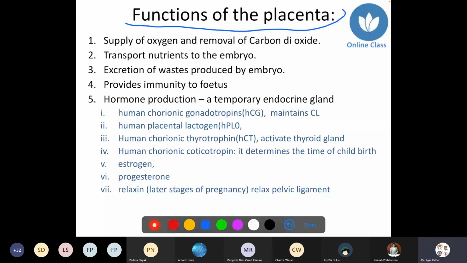You want me to show the previous slide? 2 minutes, just write down. See, diffuse and cotyledonary come under non-deciduous. Zonary, discoidal, and meta will come under deciduous. Madhura, is it clear? Please write down. Zachary, are you there in the class?